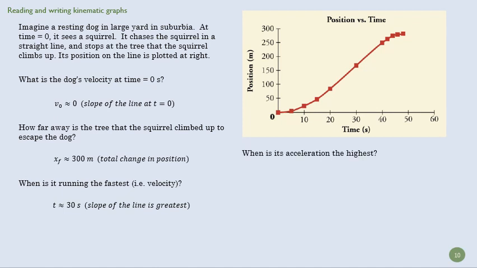When is acceleration the highest? Now that's a little trickier. There we actually have to look at the curve of the line. A downward curve like this means the slope is getting smaller, right? And if slope is velocity, our velocity is high here, a little lower there, and a lot lower there, right? So he's decelerating here. His velocity is getting slower.